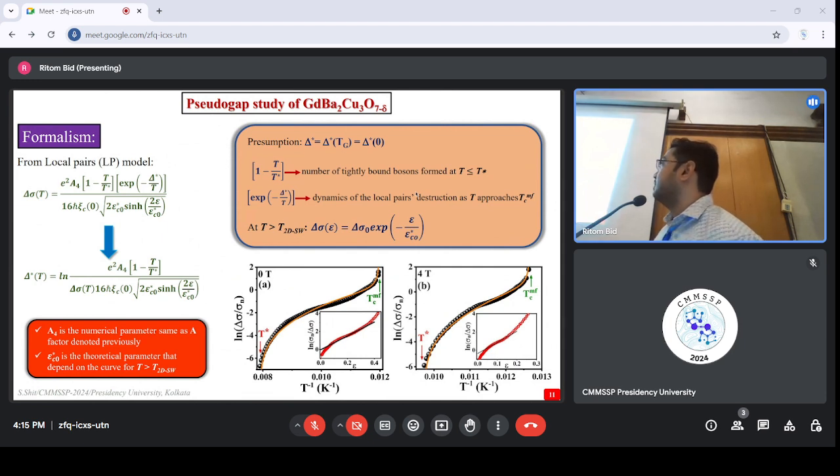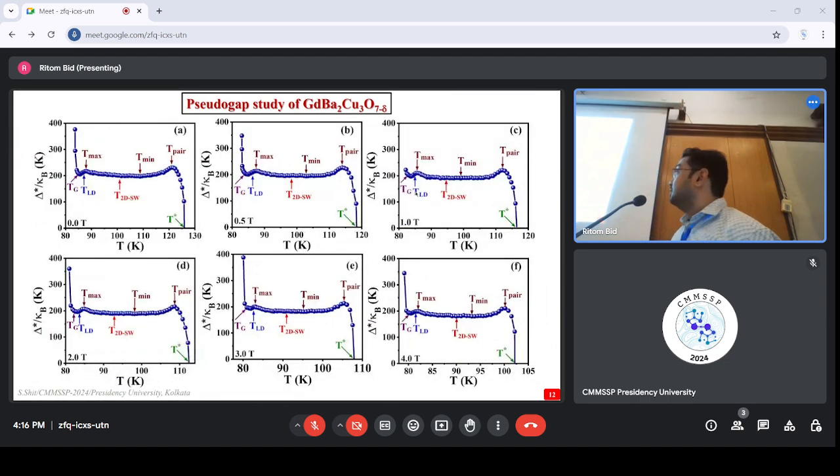For this, we have to fit the data in the whole region, and from there we have extracted the A4 parameter. And for the epsilon C0 star term, it has already been observed that for T greater than T2D SW, the excess conductivity follows this type of relation. So from there, we have computed this epsilon C0 star, and finally all these parameters are put into these equations, and we get the pseudogap nature with the variation of temperature for different magnetic fields. So these are the plots for various magnetic fields. All the plots look very much the same.